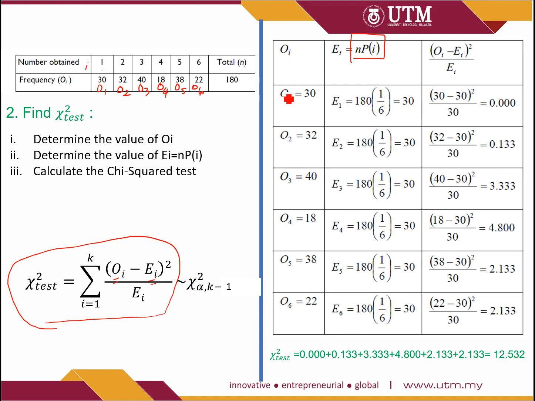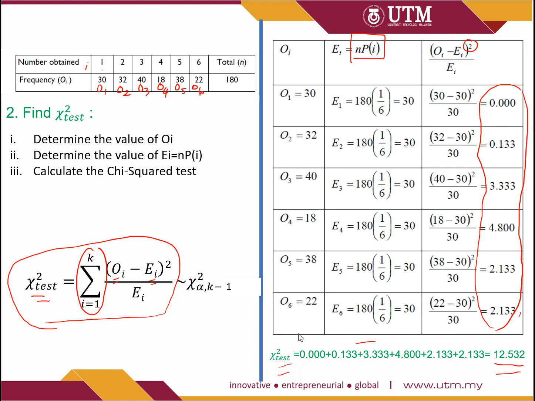Okay, so after obtaining the value of Oi and Ei, sub in these values into the chi-square test. And then you will get these answers. So don't forget, you need to square the above frequencies. And then after you obtain all the values of these formulas, don't forget to find the value of the chi-square test by the summation. So that means you have to sum up all these values and you will get 12.532 for your chi-square test.